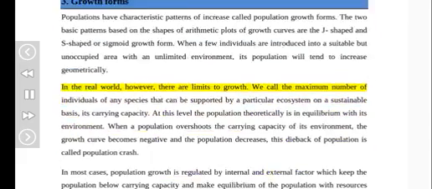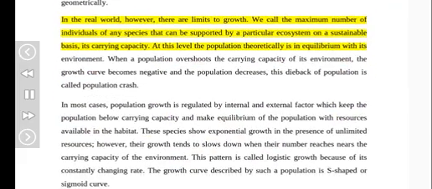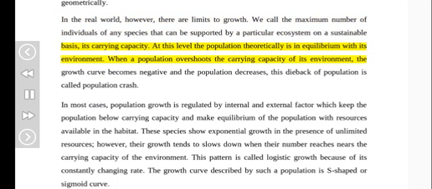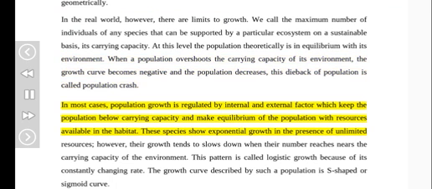In the real world, however, there are limits to growth. We call the maximum number of individuals of any species that can be supported by a particular ecosystem on a sustainable basis its carrying capacity. At this level, the population theoretically is in equilibrium with its environment. When a population overshoots the carrying capacity of its environment, the growth curve becomes negative and the population decreases. This dieback of population is called population crash.